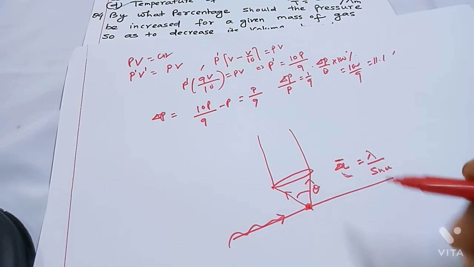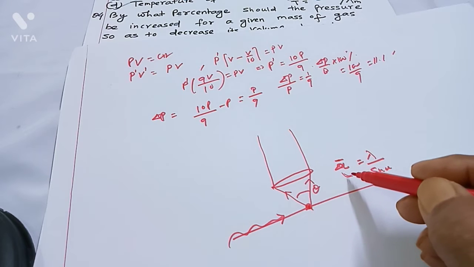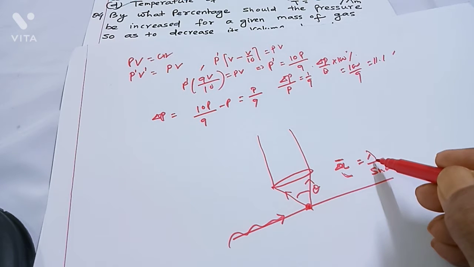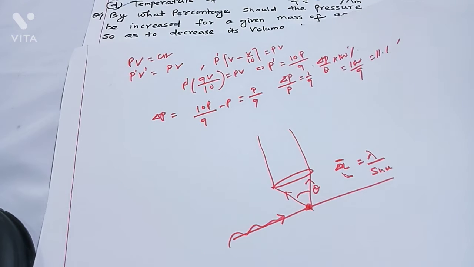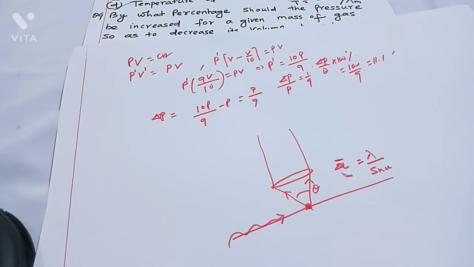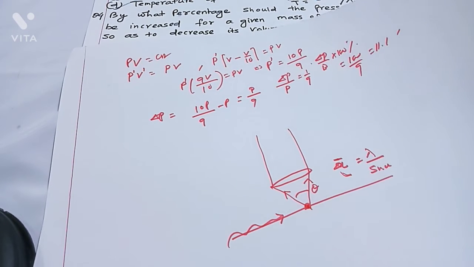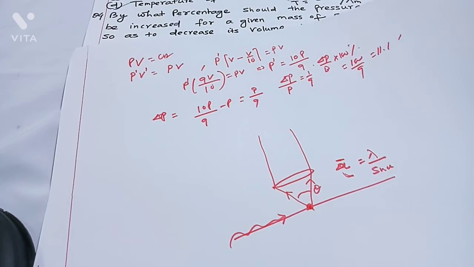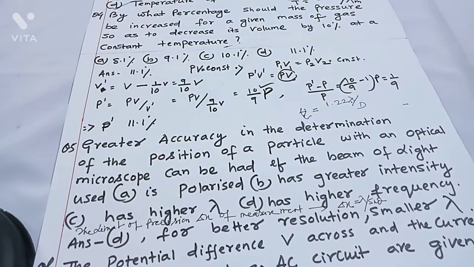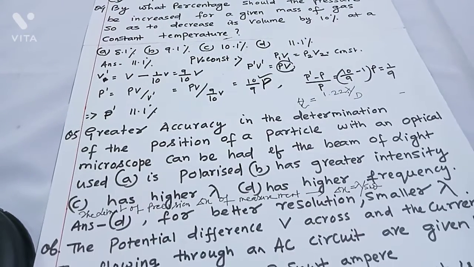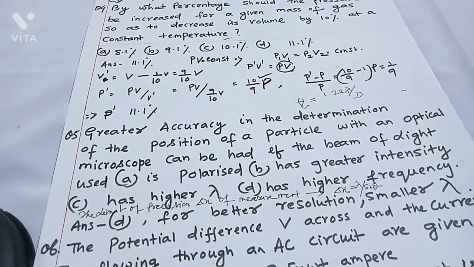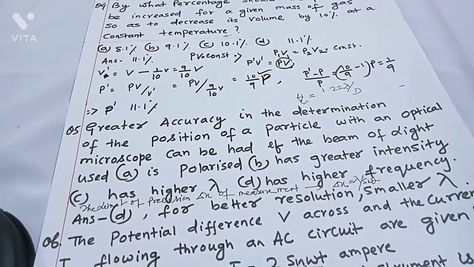This shows that this is possible with a smaller wavelength of light, that is higher frequency, and we know the resolving power of a microscope is inversely proportional to wavelength. So the correct answer is has higher frequency, that is, wavelength should be small.